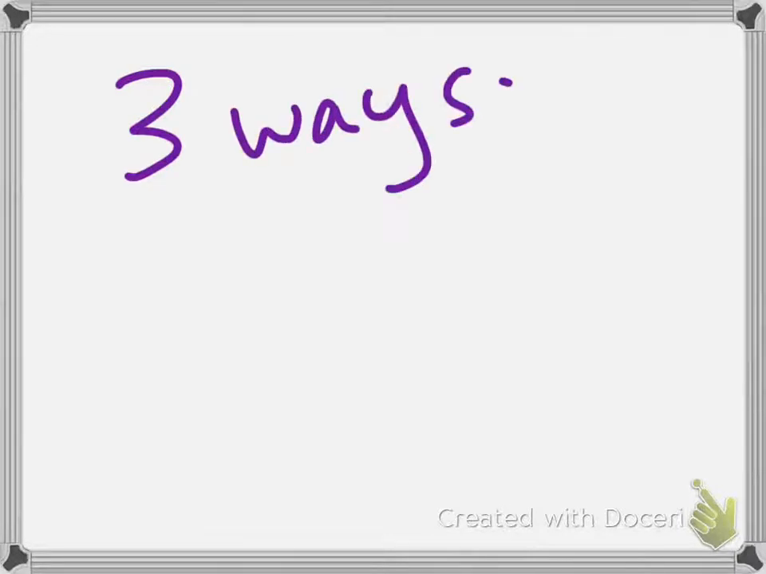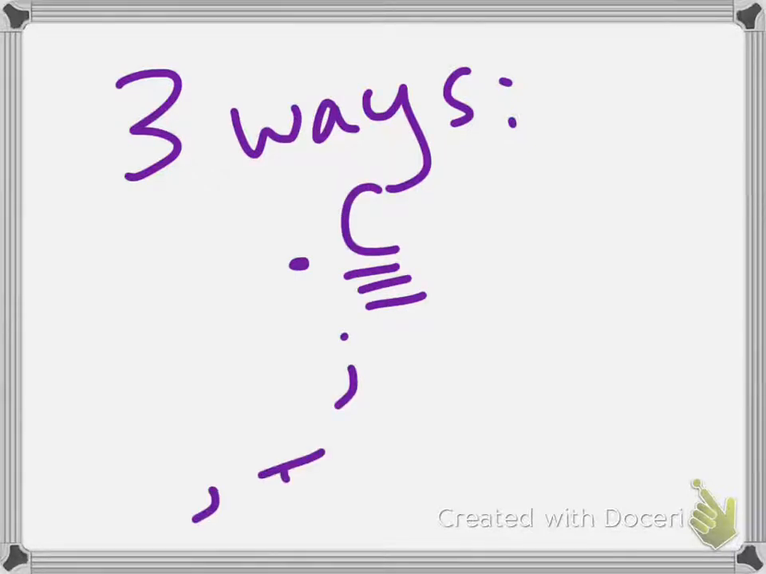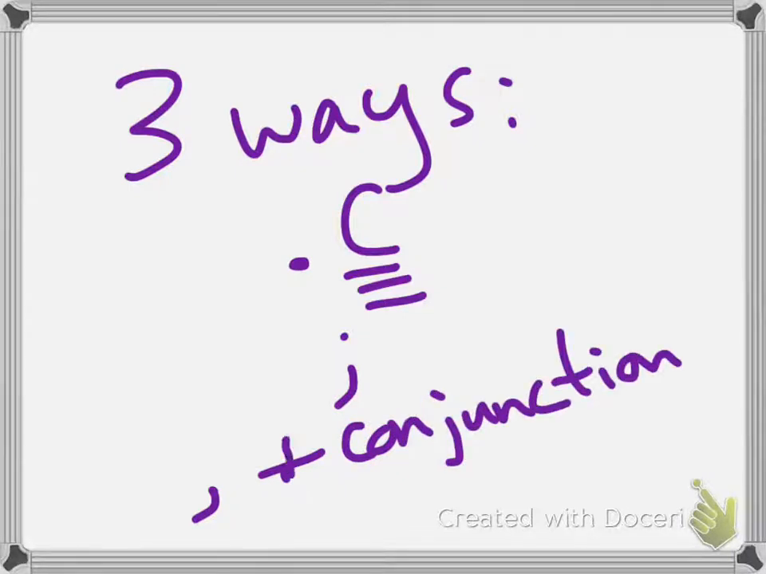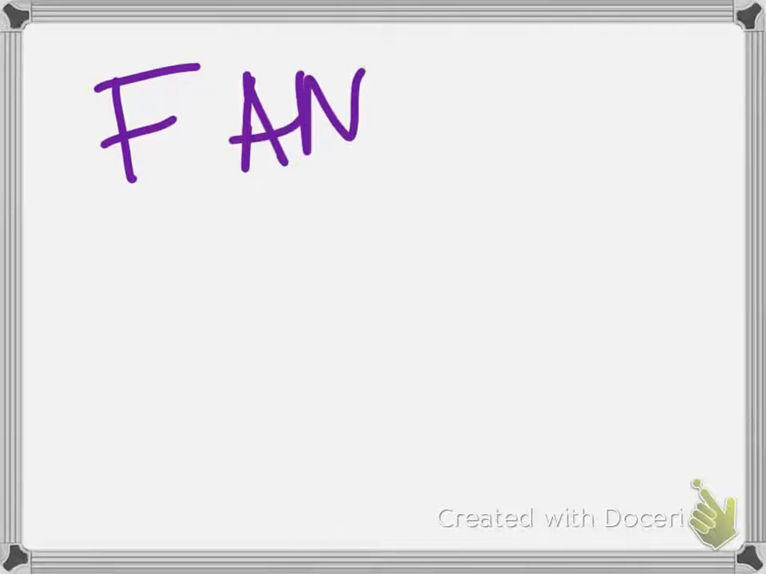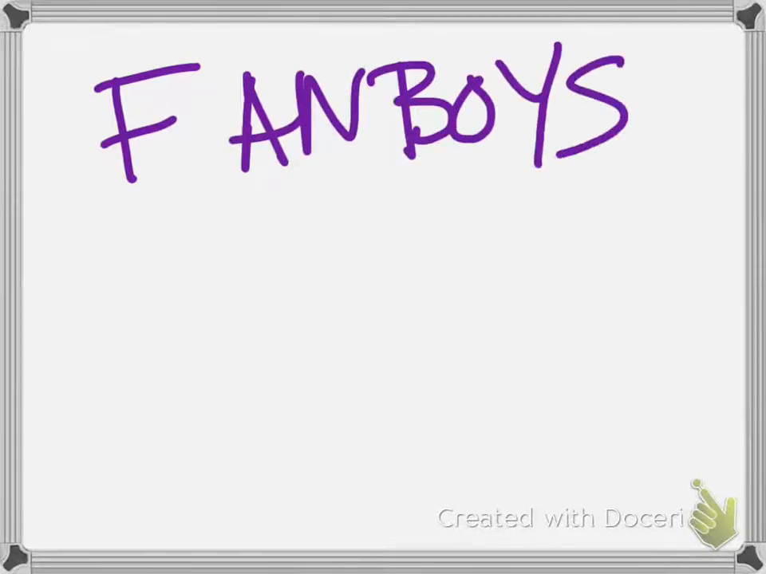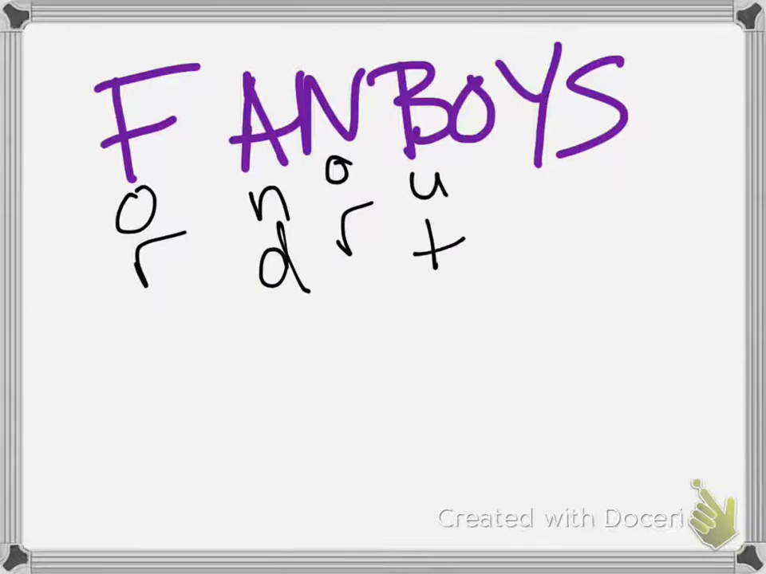So there are three ways to fix run-on sentences. You can either use a period and a capital letter, you can use a semicolon, or you can use a comma and a conjunction. Now, the conjunctions that you should use for this, there's a really easy way to remember them. They can be called the fanboys. And that stands for for, and, nor, but, or, yet, and so.